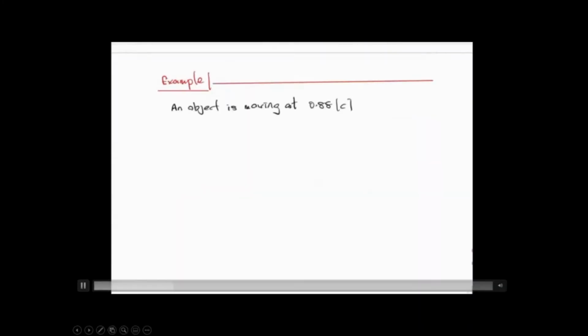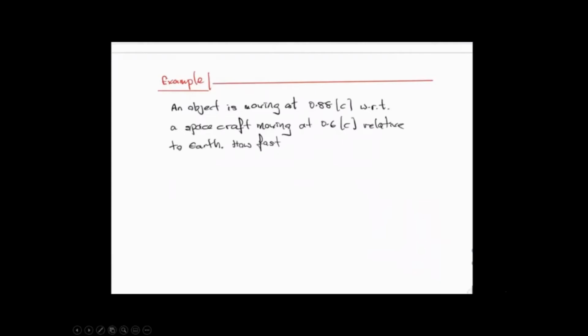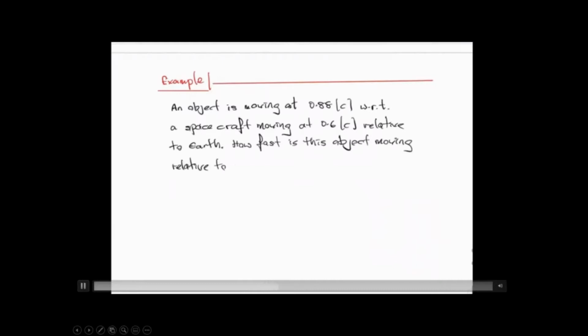All right, so let's assume that we have an object moving at 88% of the light speed relative to the spacecraft. The spacecraft is moving at 60% of the light speed relative to the Earth reference frame. So the question is, how fast is this object moving relative to Earth?